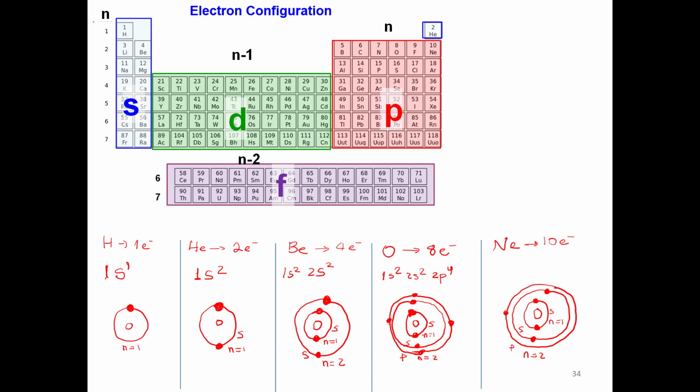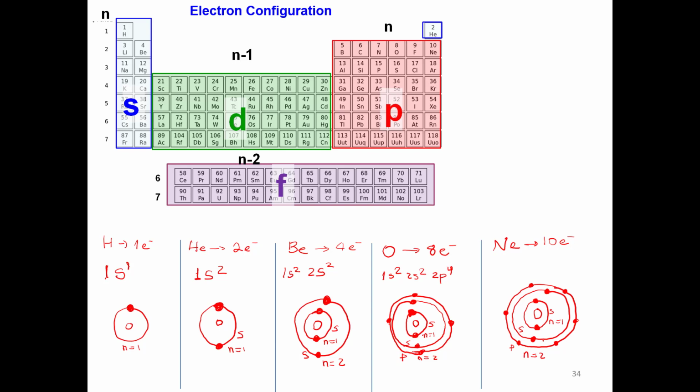P's maximum is 6, and we need 6. We need to distribute 6 more electrons: 1, 2, 3, 4, 5, 6. Yes. Now we have 10 electrons. 2, 2, and 6. We have now 10 electrons. And this will be the diagram for neon.